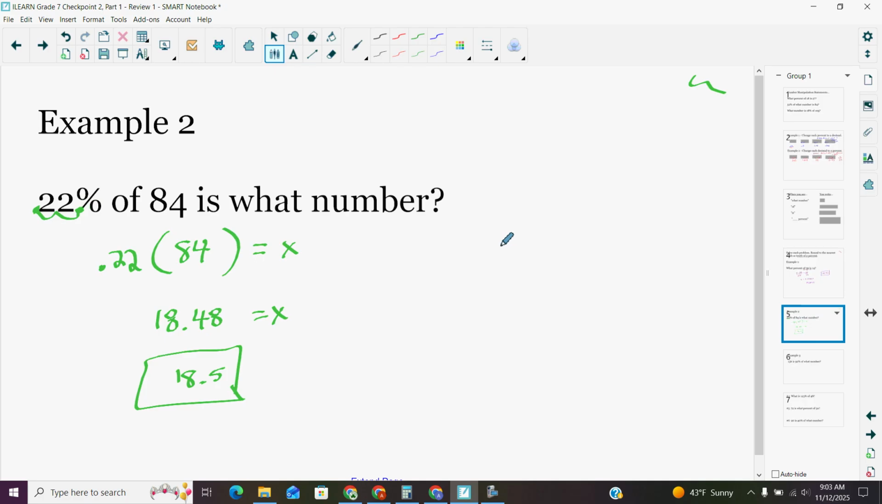It'd be smart to make sure our answer is reasonable here. 22% of 84, well, it needs to be smaller than 84. And it's well less than half of 84. Half of 84 is 42. Yeah, that makes sense.